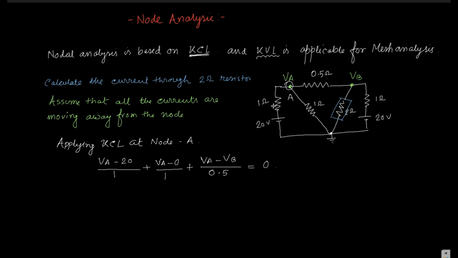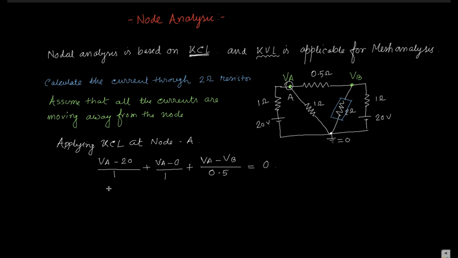So VA minus 20 by 1 plus VA. Here it is a ground, so ground potential is equal to 0. So VA minus 0 by 1 plus VA minus VB by 0.5. Only this branch and this branch are connected across node A. So VA minus 20 by 1 plus VA minus 0 by 1 plus VA minus VB by 0.5 is equal to 0 from KCL. Okay.